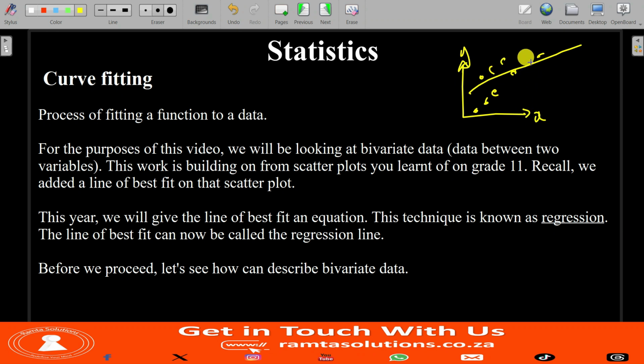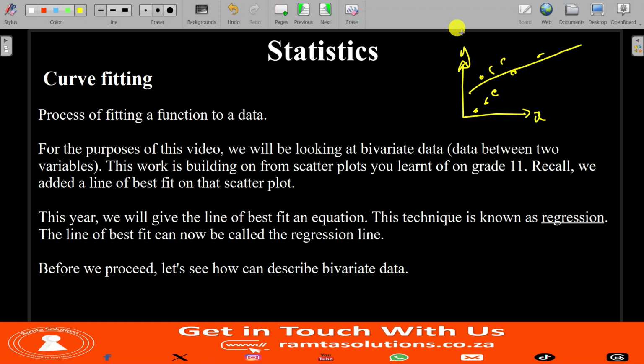So this we did in grade 11. In grade 11, we didn't have the equation of this line. But now in grade 12, we're going to have the equation for this line. And we're not just going to draw a line by intuition. Now we're going to draw a line armed with mathematical techniques. This technique that will help us give this line an equation, and not just give it an equation, but draw the perfect line, is called regression. Now this line, which we call the line of best fit, we can now call the regression line.